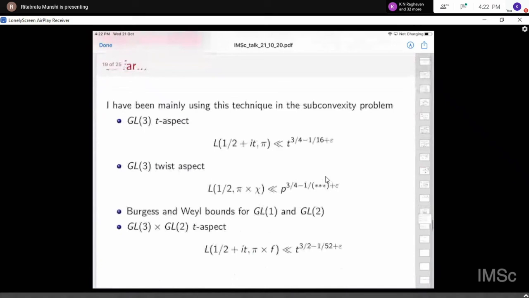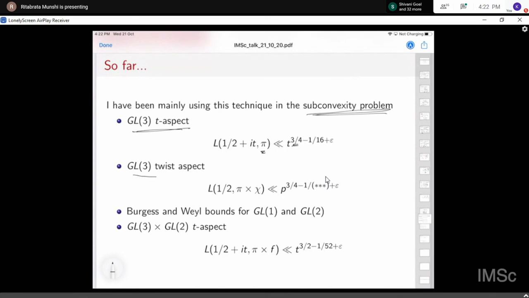Okay, so I'm going to now list some of the results that have been proved using the template. Okay, first, of course, the subconvexity problem in GL3, so I used this approach to get the t aspect subconvexity. Pi is a GL3 form over here, and it's in the t aspect. The t is going to infinity. Pi is fixed. T to the power 3/4 is the convexity exponent, and I have a saving of 1/16 over 3/4. One can try to improve it, and it's possible to improve it.